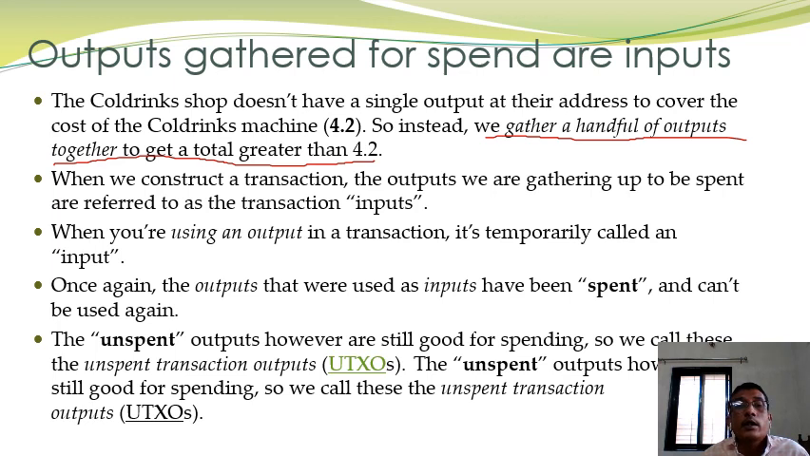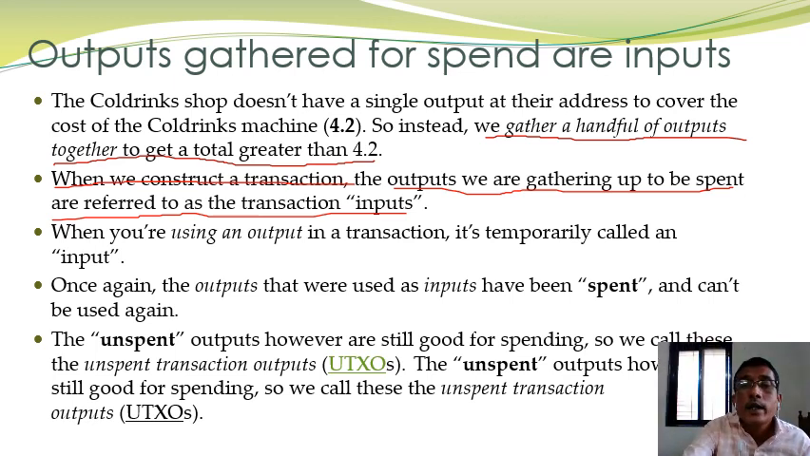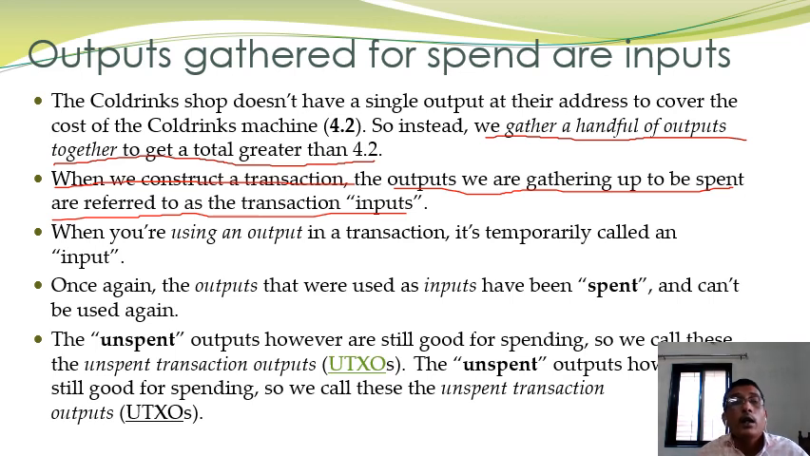So when we construct the transaction, you can read the second sentence in this figure. When we construct a transaction, the outputs we are gathering up to be spent are referred to as the transaction inputs. So whatever outputs we gather and combine together will become an input for this transaction. What transaction? To transfer 4.2 bitcoins to address 3. So when you are saying an output in a transaction, it is temporarily called an input. So we have to understand the concept of output here. Output will become an input for the transaction.